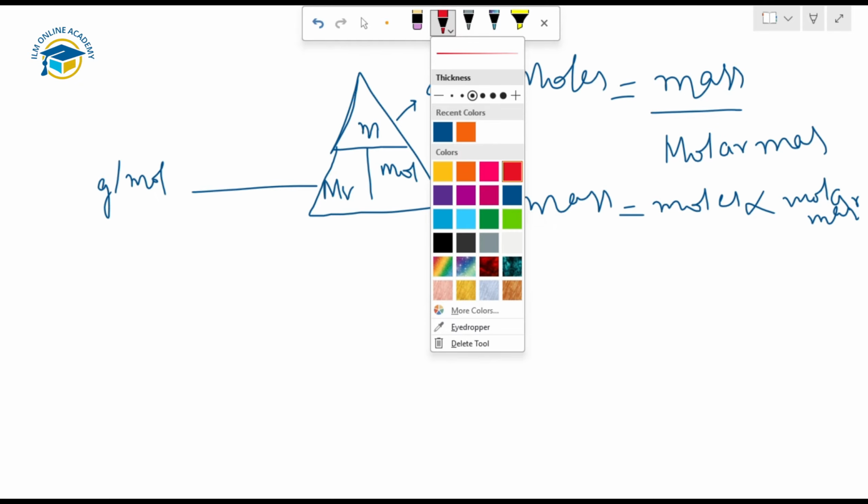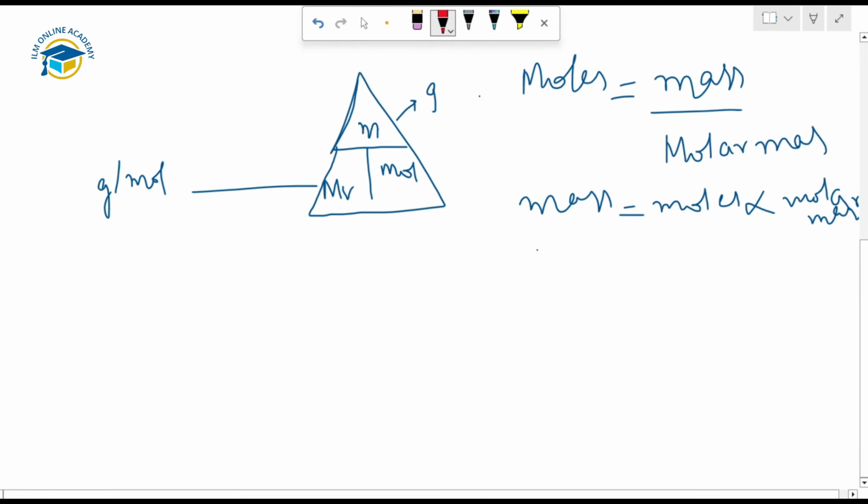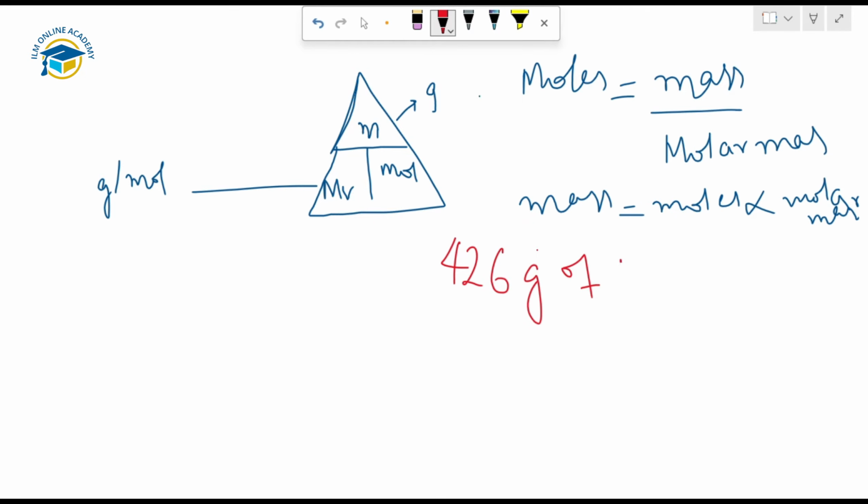So now we have an example. We have to calculate the amount of a substance in 426 gram of sodium sulfate. For calculating this, they gave us the mass. The mass is here, the mass that is present in grams.